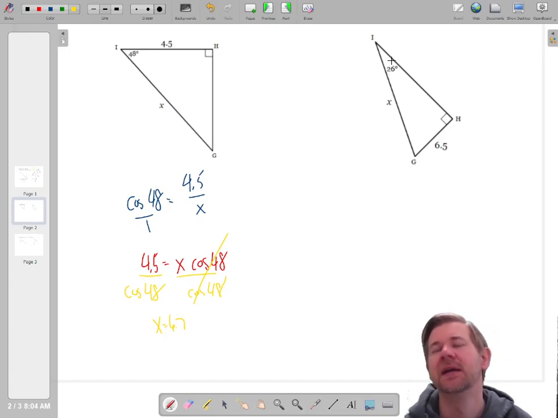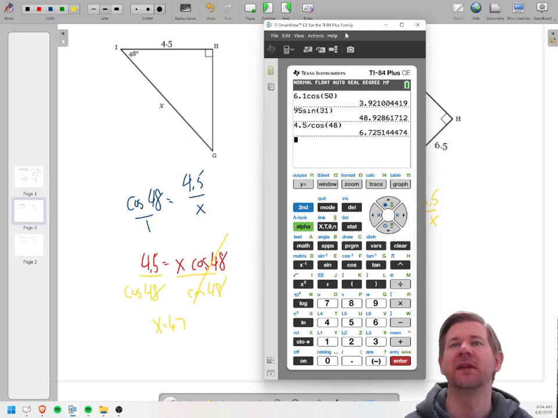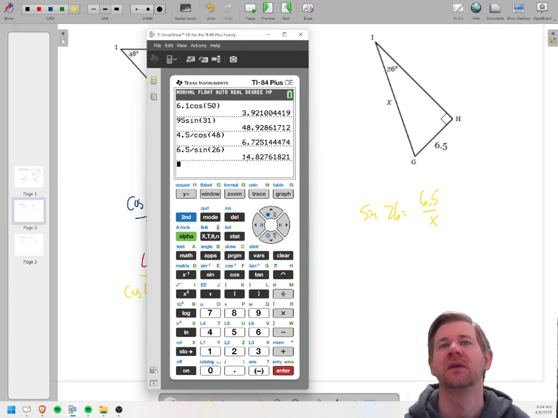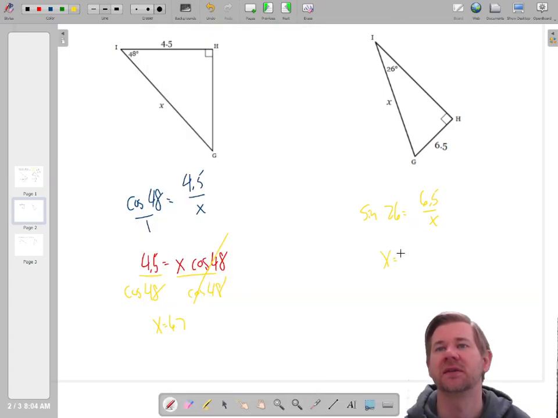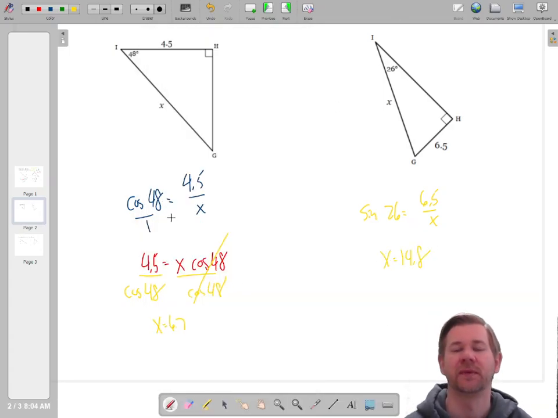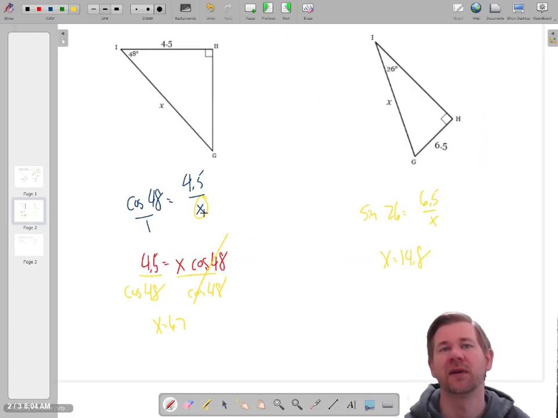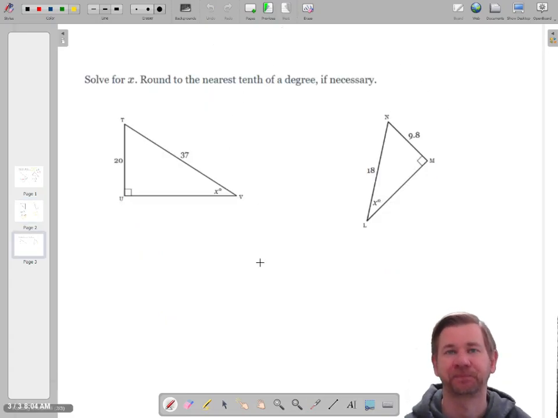Another one like that. Let's see, opposite and hypotenuse. So sine of 26 is 6.5 over x. Since the x is in the denominator, you need to make sure that you divide. 6.5 divided by sine of 26, 14.8. So x equals 14.8. Cool. Okay. So sometimes you multiply both sides. If the variable is in the top, you undo by multiplying here. If the variable is in the bottom, you divide.